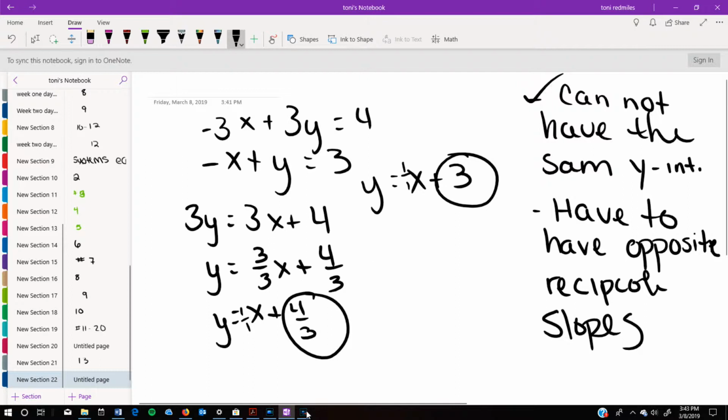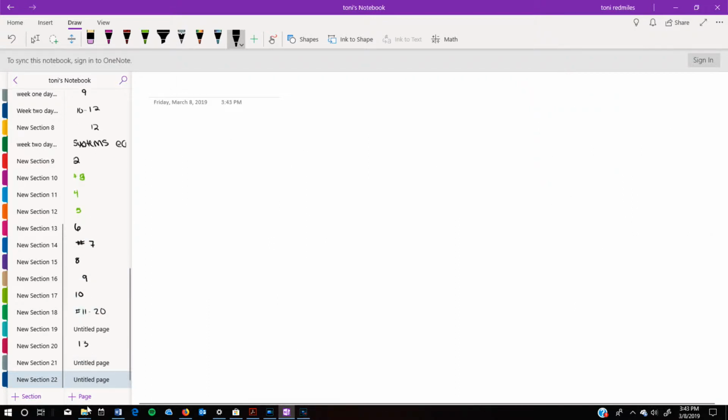And let me just double check that I wrote everything down correctly. All right, so these don't touch at all. They are not perpendicular lines. One would need to be a negative. One would have to be decreasing while the other one is increasing, but they are inconsistent equations. Okay, so let's go on to number 14.